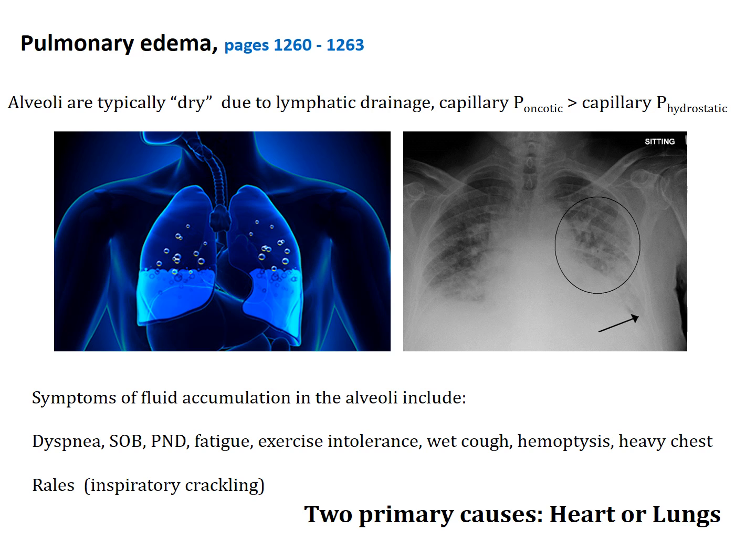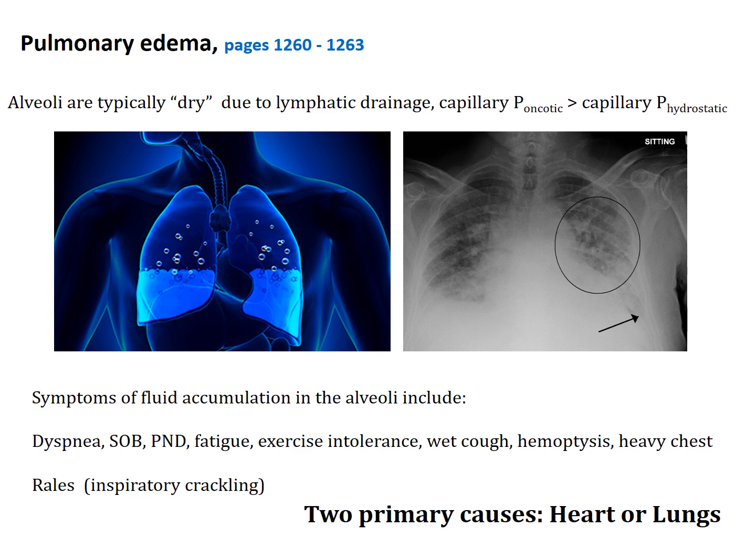Alveoli are usually dry. Some fluid gets into the alveoli, but due to lymphatic drainage and what's called capillary oncotic pressure, proteins in the capillary, that water gets sucked out of the alveoli fairly quickly. We're going to talk a little bit more about oncotic and hydrostatic pressure in the cardiovascular unit. But lymphatics and capillaries within the alveoli are able to suck water out and keep the alveoli fairly dry.